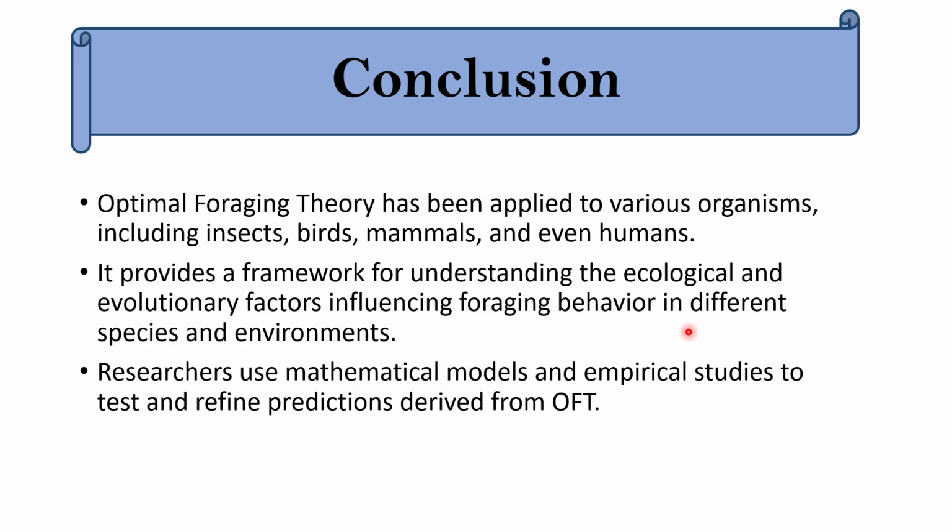Right now, many scientists and researchers are using mathematical models and empirical studies to test and refine predictions derived from it. Remember one thing: optimal foraging theory is about the balance between a food's energy content and the cost of obtaining it. We can easily understand it by the equation P is equal to E by T. That means P should be higher for an animal to go for those particular conditions. P will be higher when E is higher, that is the energy value of the food, or T is lower, T being the time investment to capture the food.